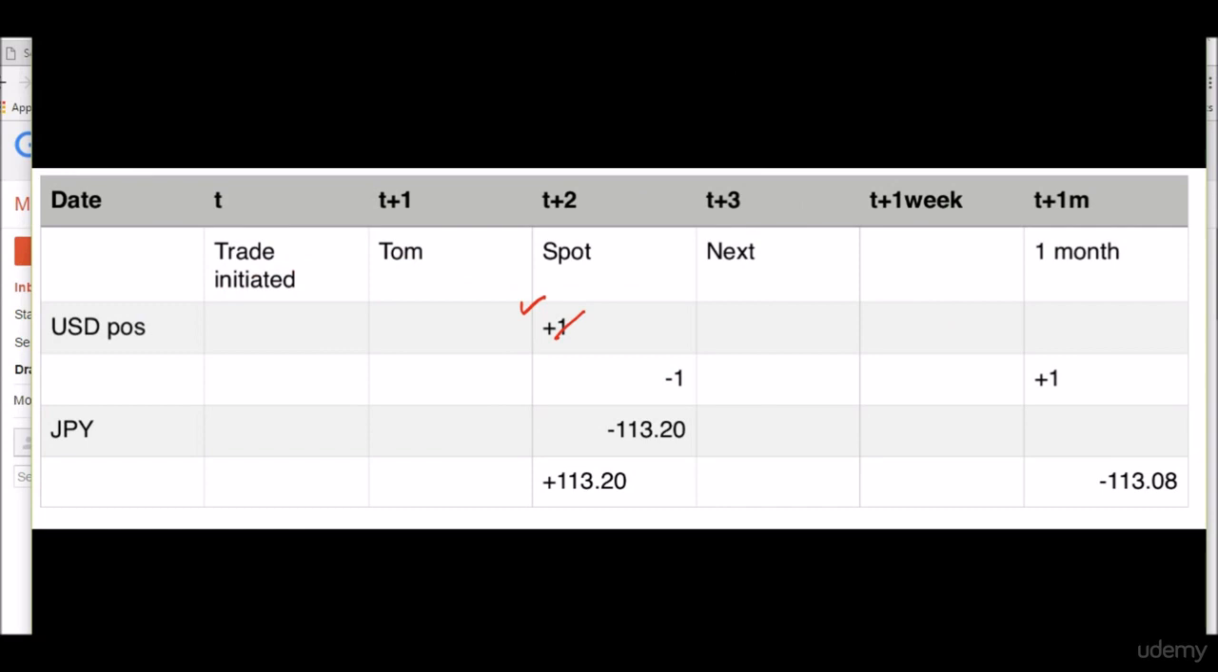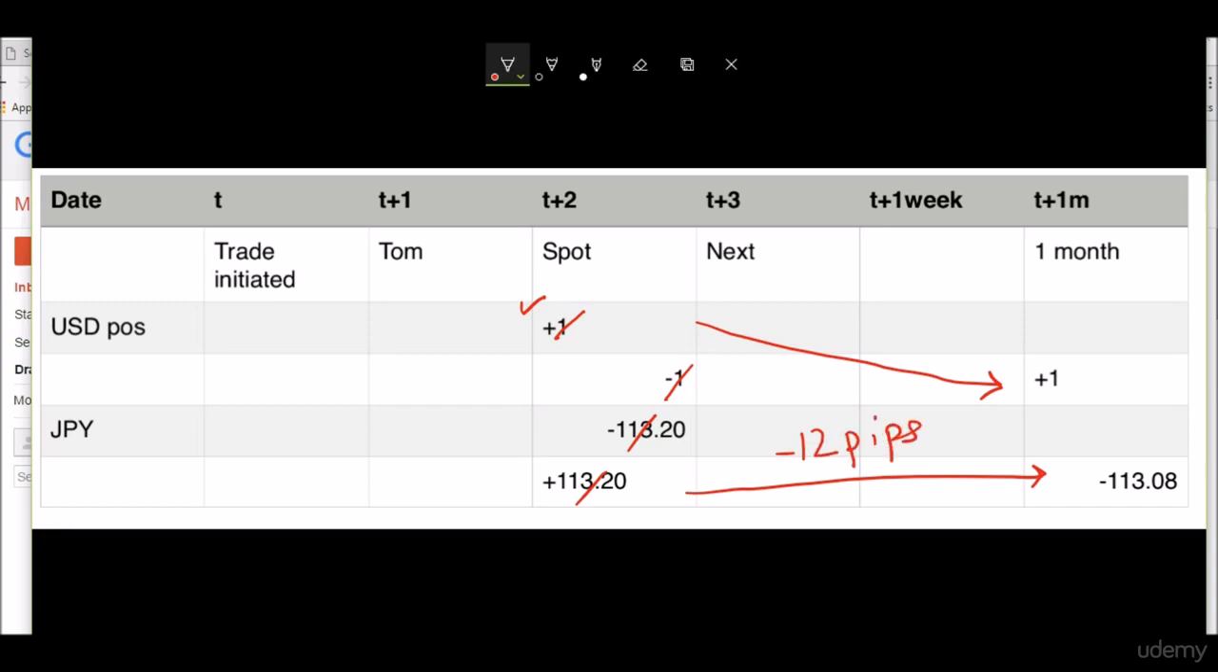So his initial position was plus 1 on the dollar side. Now the dollar will be squared because of the sell-buy swap. So the dollar is square, the yen is square, and the cash flows shift from spot to 1 month. Since the dealer initiated a sell-buy swap, he receives a discount.